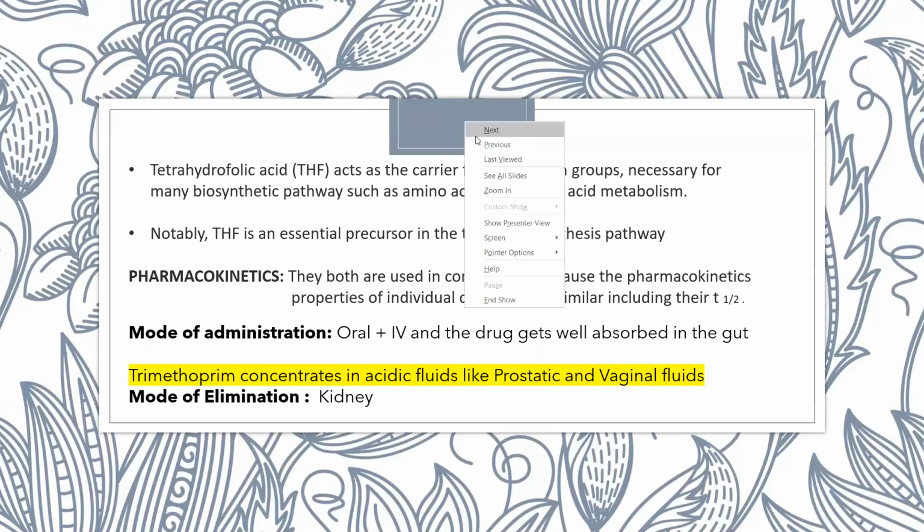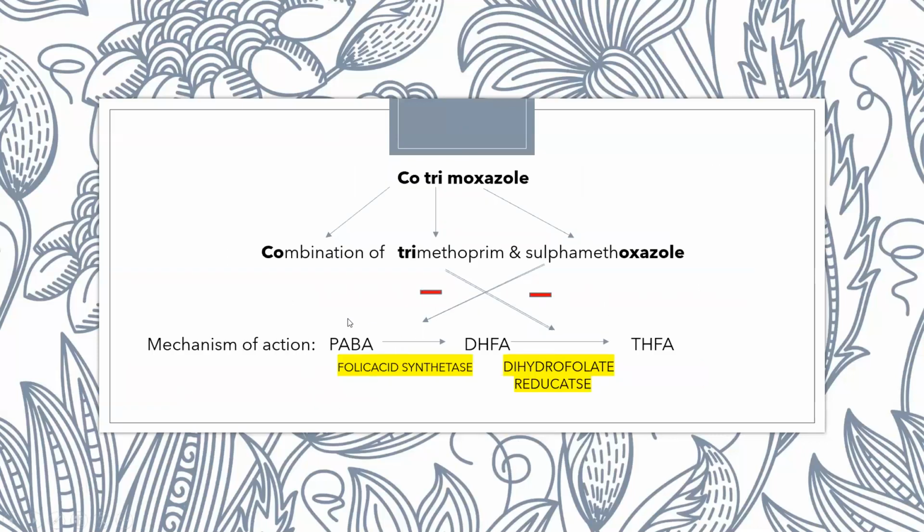So what you're trying to do is inhibit these two enzymes so that PABA doesn't get converted into DHFA, and finally DHFA doesn't get converted to THFA. If you use trimethoprim individually, this inhibits the enzyme dihydrofolate reductase, and sees to it that the DHFA doesn't get converted to THFA. If you use sulfamethoxazole individually, this acts on the folic acid synthetase enzyme and prevents the conversion of PABA to DHFA. But individually, these drugs have a bacteriostatic effect, but not bactericidal. So we use both in combination so that we achieve a bactericidal effect rather than a bacteriostatic effect.